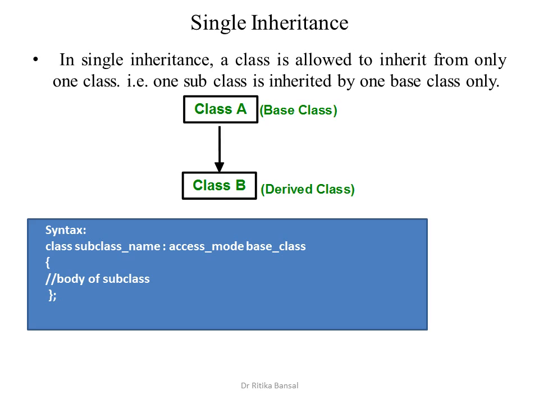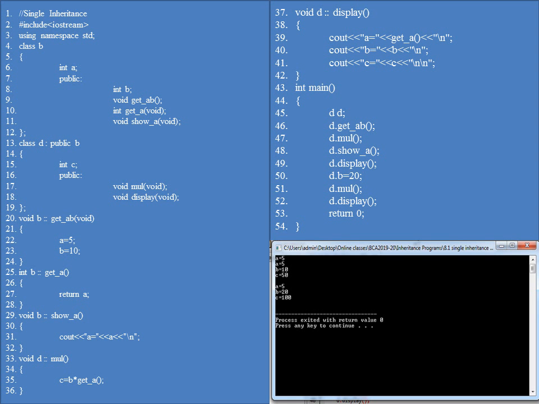So what should be the simple syntax? Class B colon mode, then base class, then the body of the class. Let's see this example of single inheritance. At line number 4 in the left part of the screen, class B is developed. Class B has int A. Int A is a private member because nothing is defined; by default it is private. Then the public section has one data member B and three functions: getAB, getA and showA.